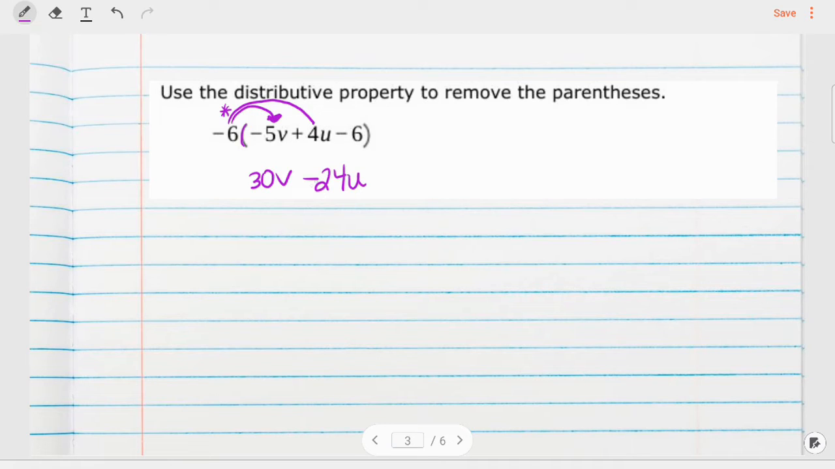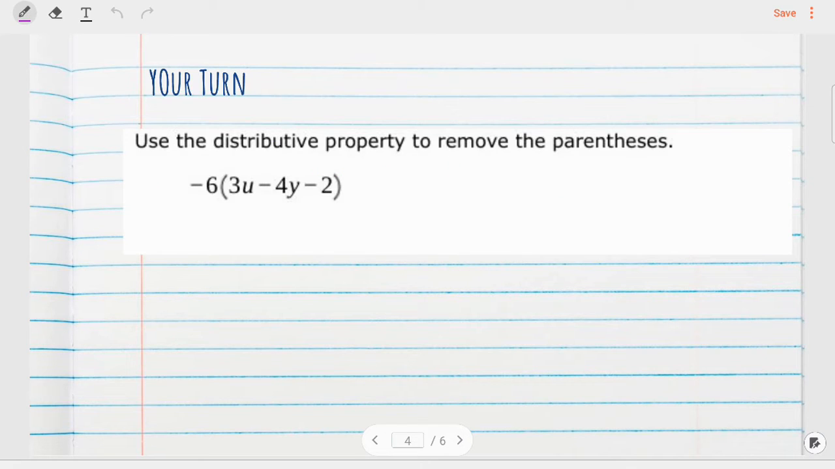So notice I have -24. I need some sort of symbol, a plus or minus, in between the 30u and the 24u, and because it's a negative, I'm just going to treat it like a minus sign. And last but not least, I'm going to multiply -6 by -6. -6 by -6 gives me a positive 36. And that would be my final answer.